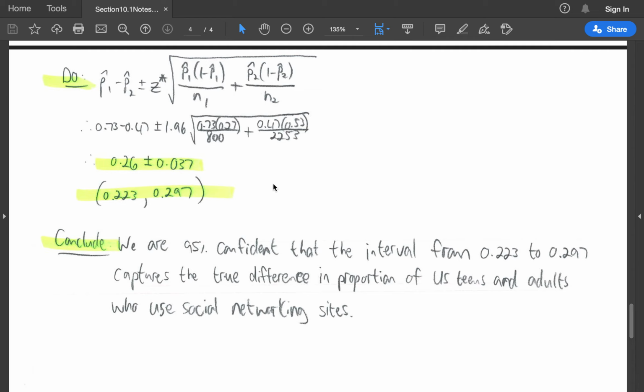Calculator tutorial for section 10.1, part 1.